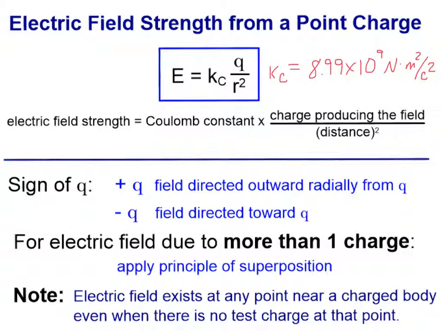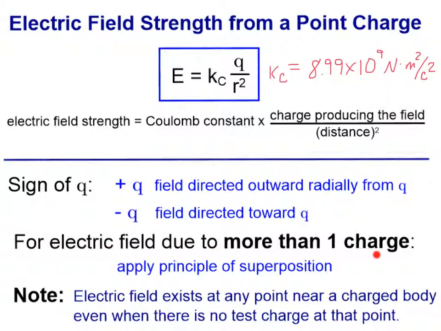Notice that the sign of Q is going to be important. If we have a positive sign for Q, for the charge that is producing the field, the field is going to be directed outward radially from Q. If the sign is negative, that's going to indicate that the field is directed toward Q. And we'll talk a little bit more about that in the next frame.